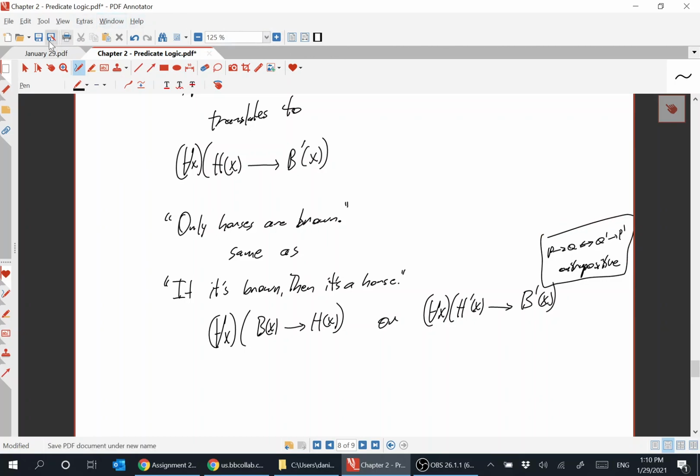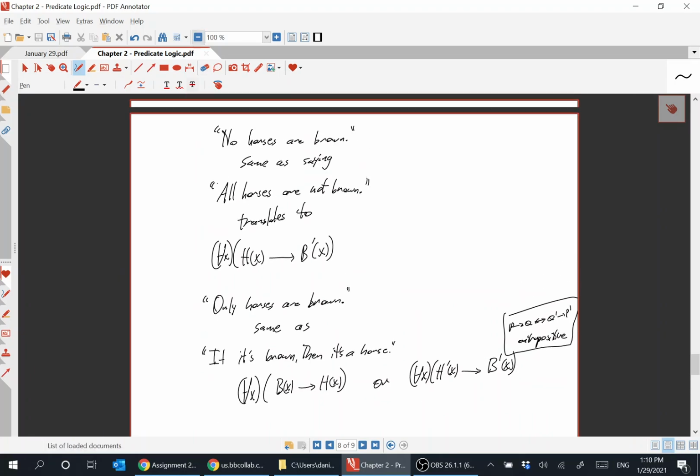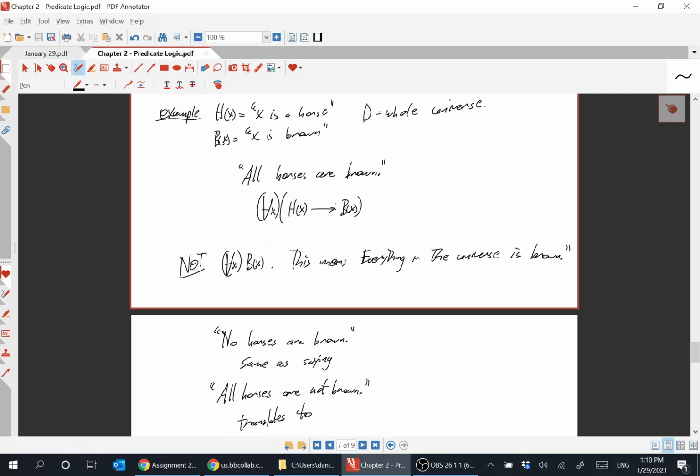All right, so those are all examples of universally quantified statements over the whole universe. Right, so all horses are brown is for all X, HX implies BX. Not this: for all X, BX. That means everything in the universe is brown. That's not what we're saying, right? We're just saying something about horses. But typically, the domain in which you're making your discussion is something big, right? Typically like the whole universe.